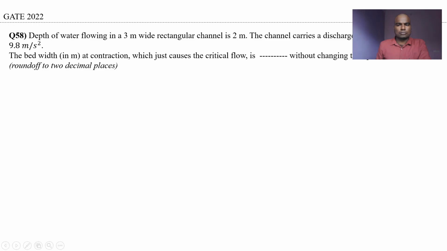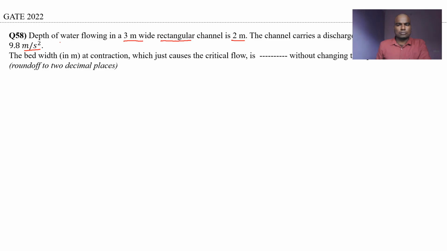So the depth of water flow in a 3-meter wide rectangular channel is 2 meters. The channel carries a discharge of 12 meter cube per second. Take acceleration due to gravity as 9.8 meter per second square. This is the given data.